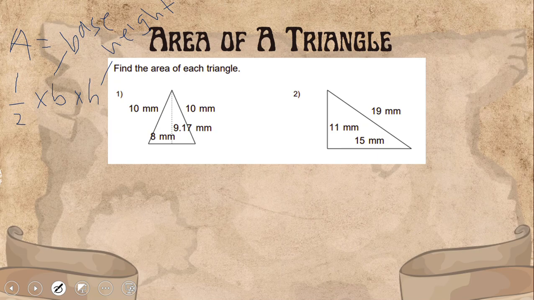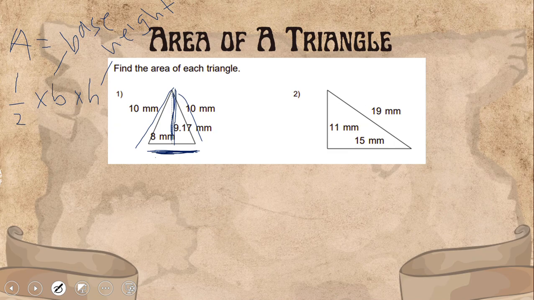So let's see now. For question 1, we have to find the area of each triangle. We have 8 millimeters for this side, 10 millimeters is this side, 10 millimeters is also this side, and 9.17 millimeters is this. Then you can see that your base is here. So your base is 8 millimeters.